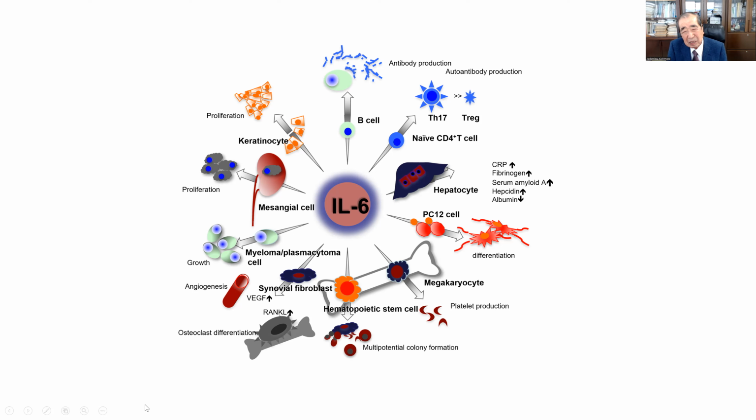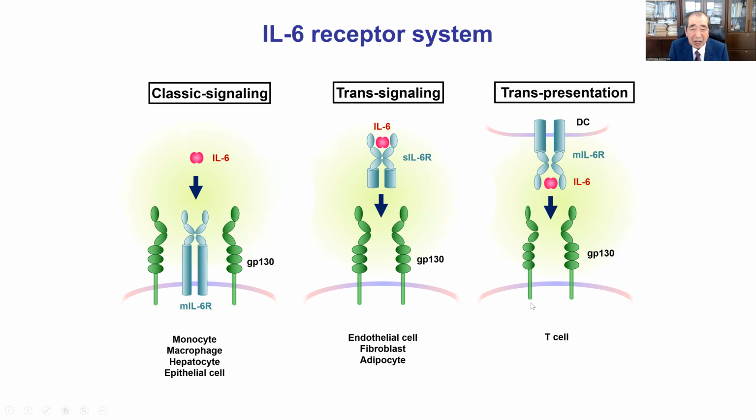It functions on bone marrow cells and induces megakaryocyte differentiation. It also induces RANK ligand, and induces differentiation of osteoclasts and is involved in bone resorption. As I mentioned, it functions as a myeloma plasmacytoma growth factor, and has functions on several other cells, such as keratinocytes. Then the question is how IL-6 transduces signals into cells and shows that wide variety of biological functions.